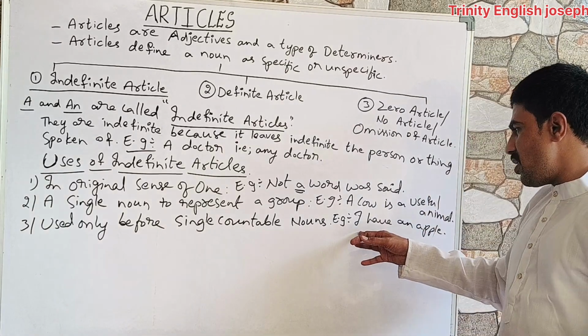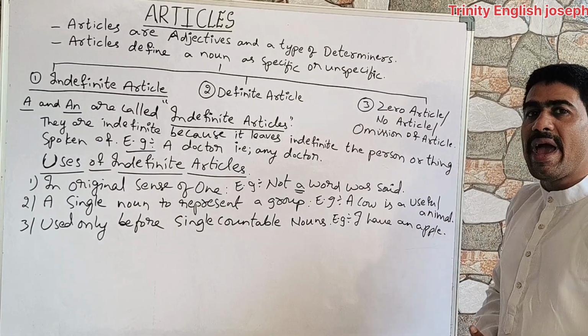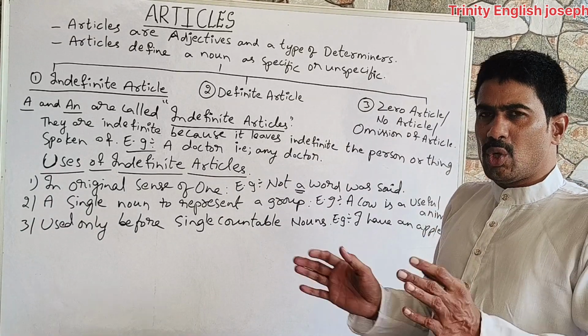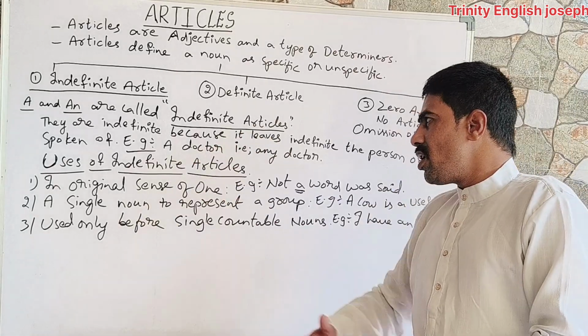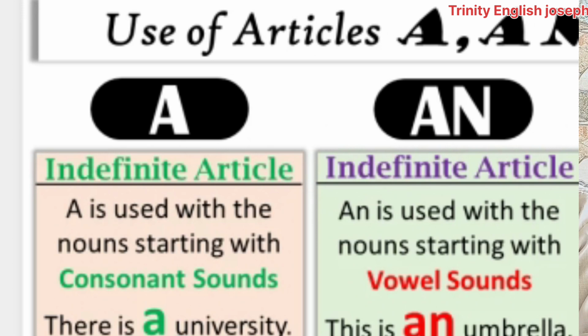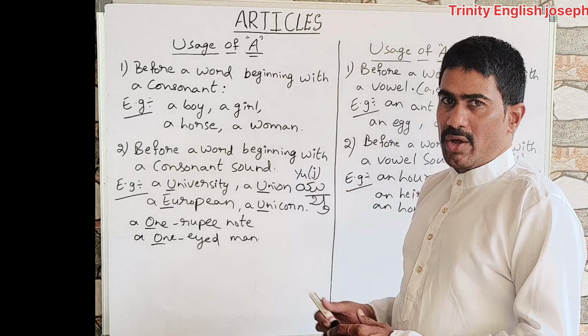If you look at the example, I have an apple. So I have one apple, only a single apple. To represent this, we use the indefinite articles in common. A and an both together are used in this way. Let's look at the usage of a and an. First, let us look at the usage of a, the indefinite article.